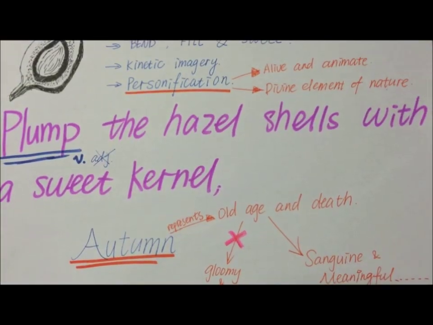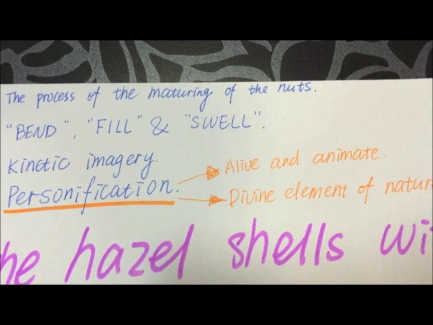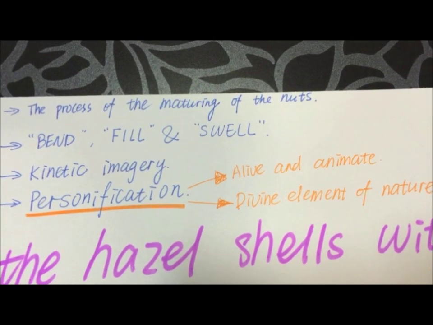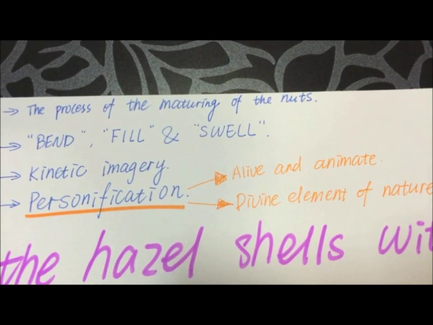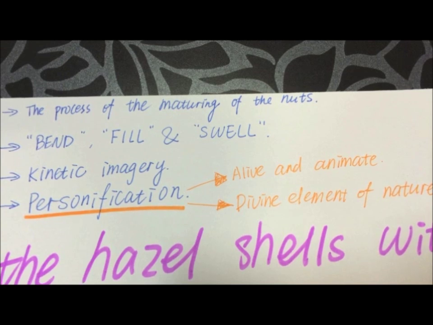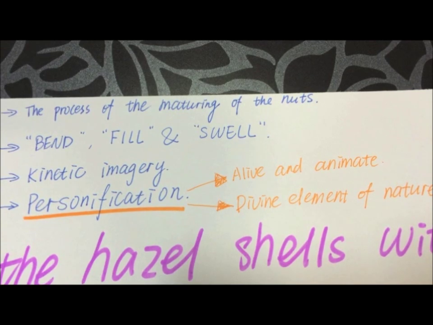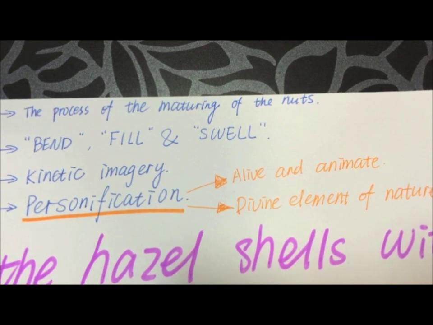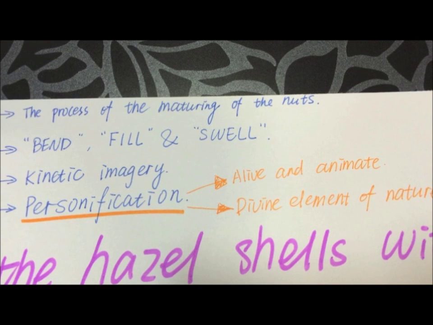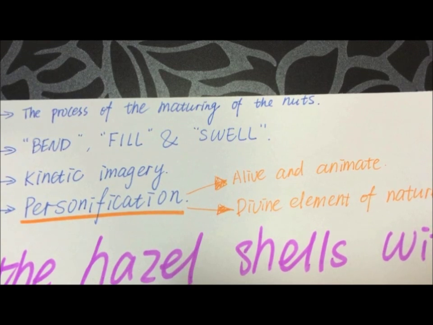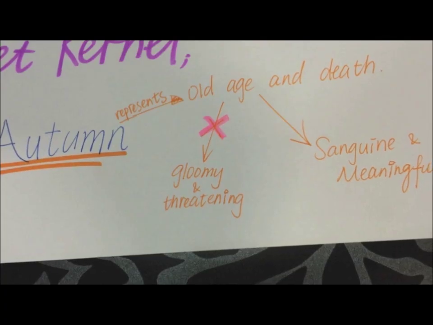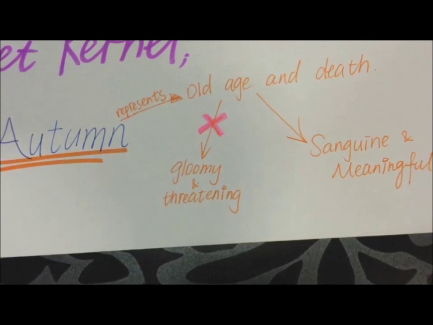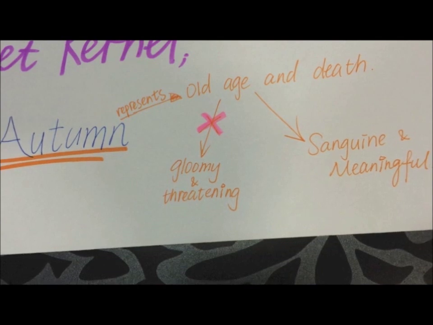The next line, the verb plump, is used to describe the animate process of the maturing of the nuts. This has the same effect as the former three verbs, bend, fill, and swell. This is the use of kinetic imagery. This imagery is achieved through the personification of autumn, which is viewed as alive and animate. Personification also helps to bring about the divine element of autumn, which is the mysterious power of nature to fulfill the vacantness of grains and fruits. Since autumn represents old age and death, the poet gives us an impression that old age is not gloomy. Instead, it is sanguine and meaningful.